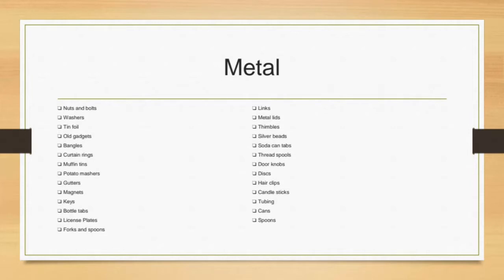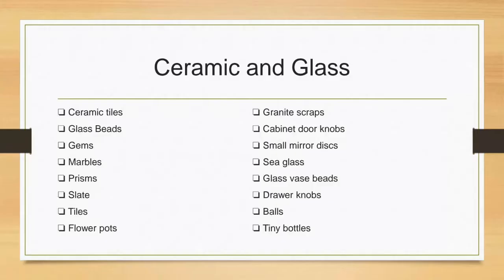But you've got your metal, so anything like keys, muffin tins, metal cans that don't have a sharp edge on them, anything that's been rinsed out like that, doorknobs or drawer knobs that you find that you're not using anymore. Those are all great examples of metal pieces.